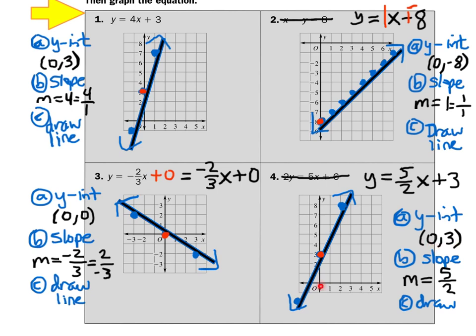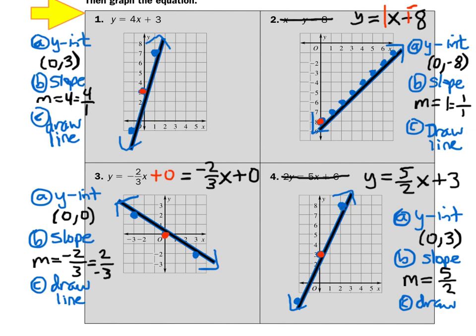So I started at the origin. 0 means don't move right or left. Positive 3 means go up 3. And so I went up 3 and I put a dot and I made it red. That's our y-intercept. And then find the slope. It's the number in front of the x, 5 over 2. So that means I'm going to rise 5, run 2. So I rose 1, 2, 3, 4, 5, and I ran forward 1, 2, and I put a dot.